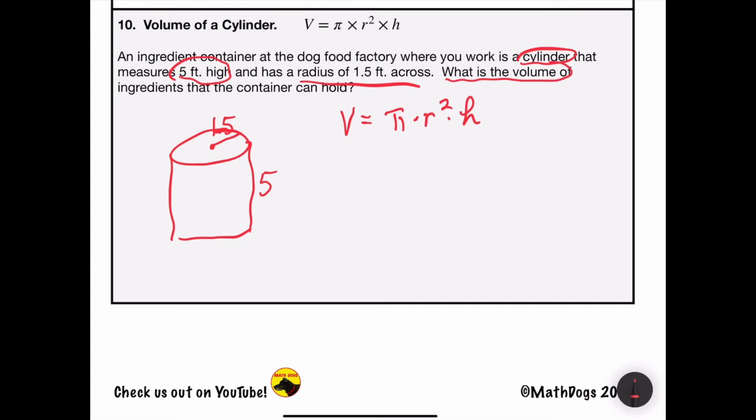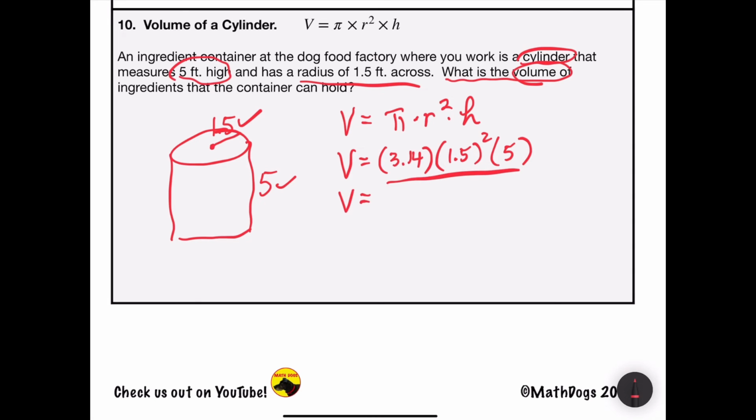This problem says what is the volume? So I'm looking for the volume. I'm just going to substitute for everything else. For pi, I'll approximate it as 3.14. I know that the radius is 1.5, and that's going to have to be squared, and I know that the height is 5. So the volume's already solved for.